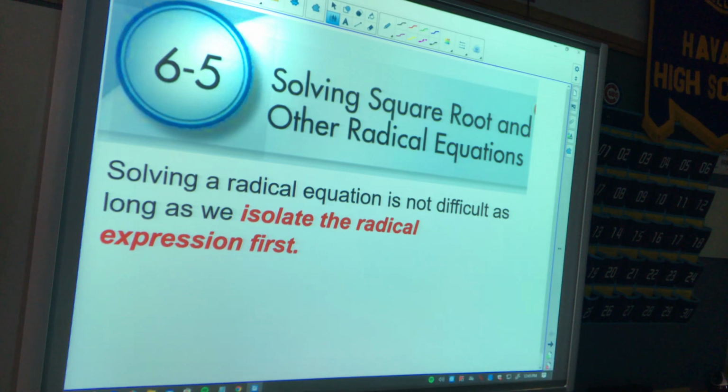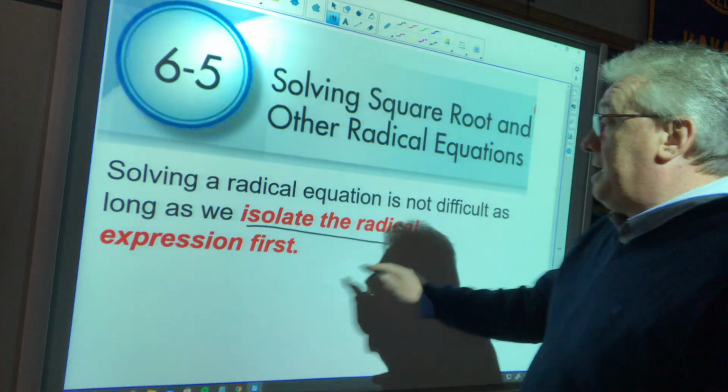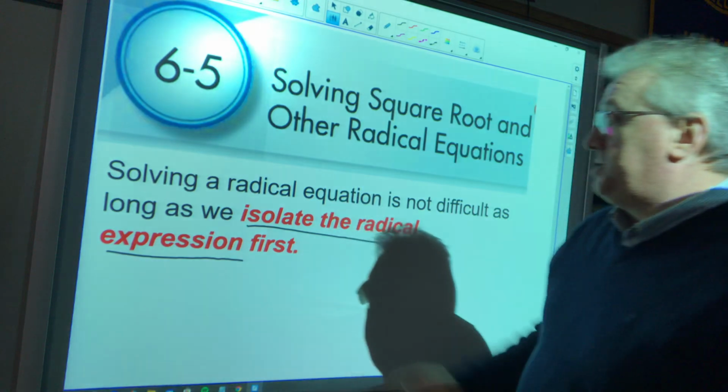All right, let's go. This time we're going to talk about solving radical equations. Okay? And these look complicated, but they're really not that bad. The biggest thing is we have to isolate the radical expression first.